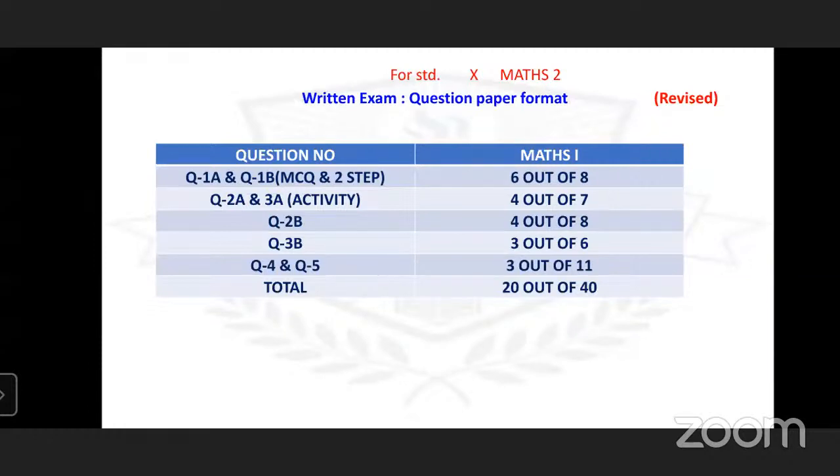Now question number 2B, we have to solve any 4 questions. So 4 into 2 is equal to 8 and we expect 4 out of 8. Question number 3B, we have to solve 2 questions. Each question carries 3 marks. That is total marks is 6, but we expect only 3 marks out of 6. Question number 4 and question number 5, we expect only 3 out of 11. So in this way, the expected marks is 20 out of 40, and 20 in maths 1, 20 in maths 2, that is equal to 40. This is the expected marks. Okay. Now, next.